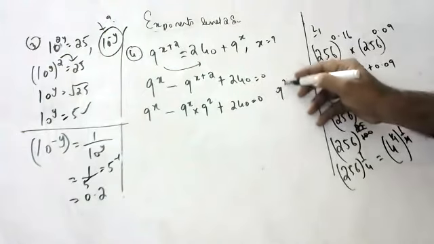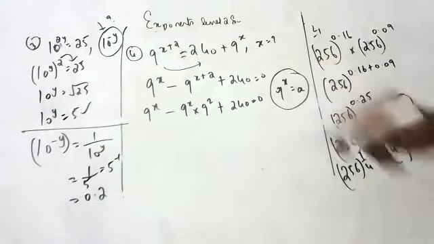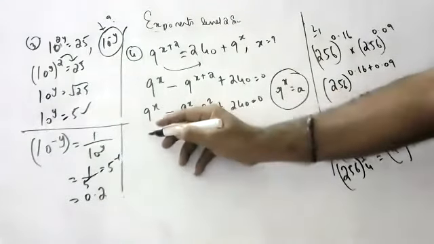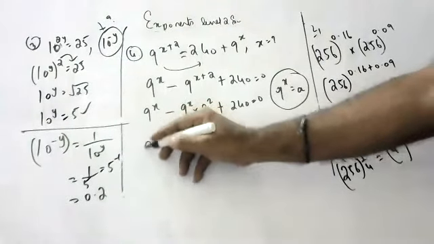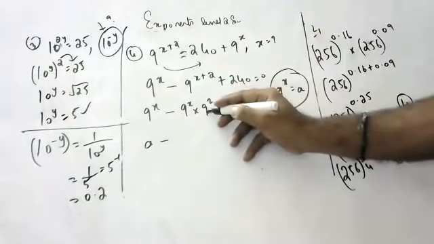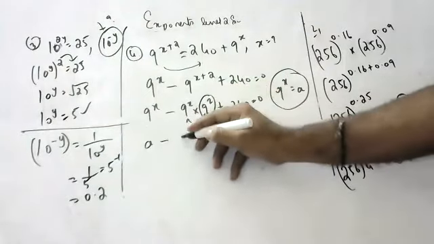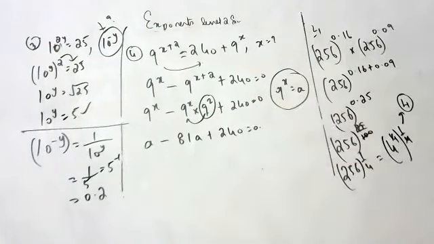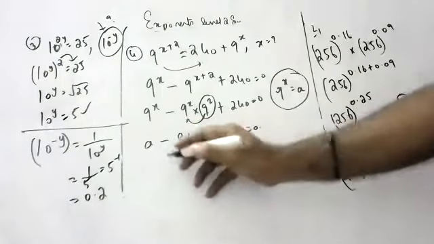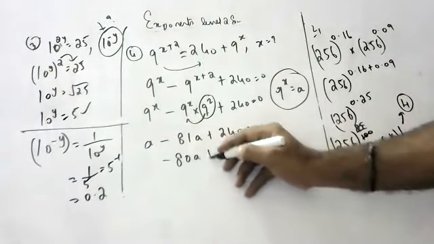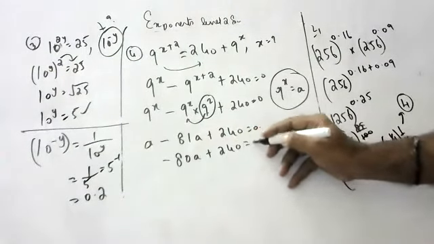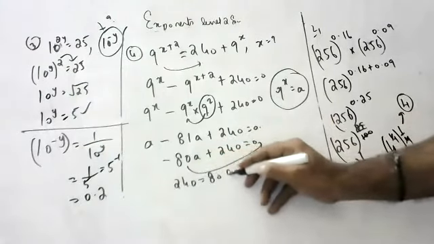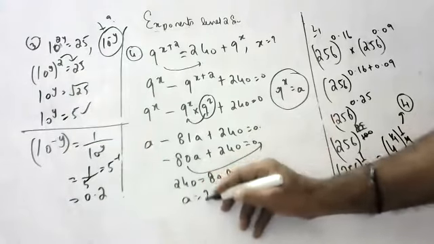9 to the power of x is equal to, children, can I write a? Yes, sir. If I write this as a, then a minus 9 nines are 81, children. 81a plus 240 is equal to 0. Try to understand, children. This is minus 80a plus 240 is equal to 0. This I will bring here. So 240 is equal to 80a, children. So a is equal to 240 by 80.